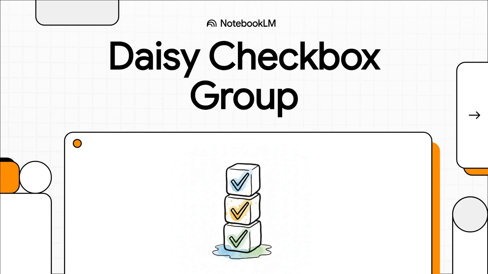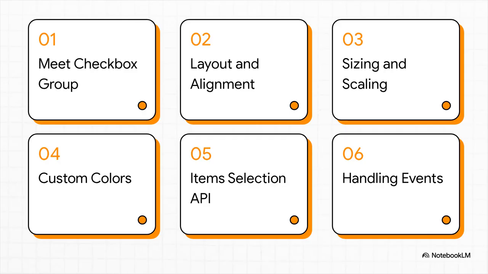We'll unpack exactly how this component takes all that repetitive heavy lifting out of interface design, giving you these beautiful, highly customizable checkbox lists with just a few clicks and a couple lines of code. So here's our quick roadmap for today. First, we'll meet the Daisy Checkbox Group, look at visual layout and alignment, dive into sizing and scaling options, then styling with custom colors. After that, we'll hit the Item Selection API, and finally, wrap up with handling checkbox events.